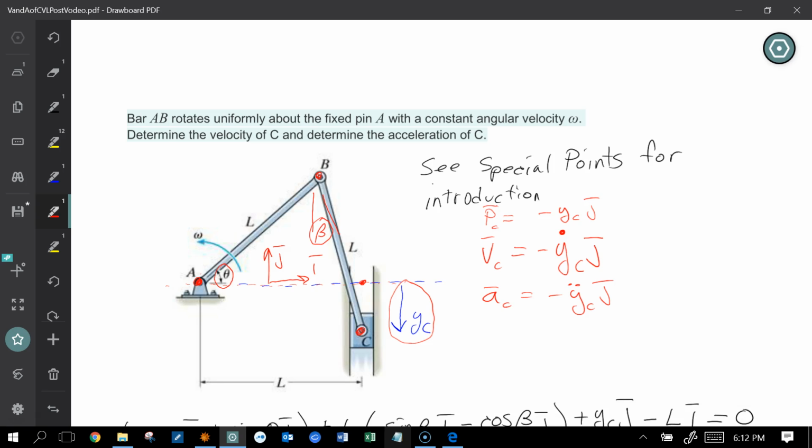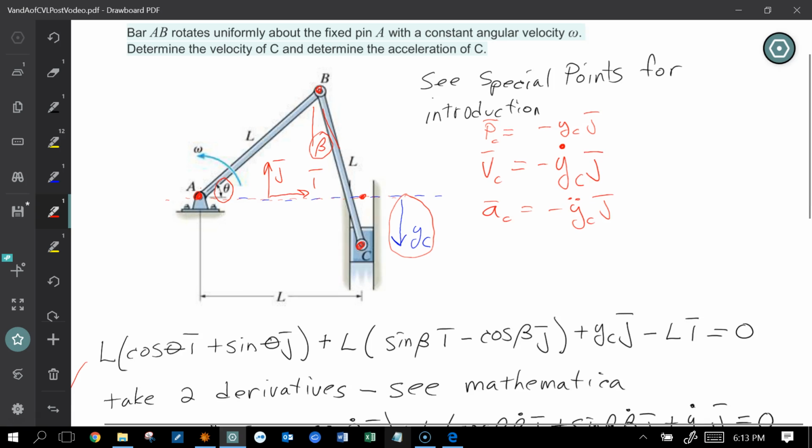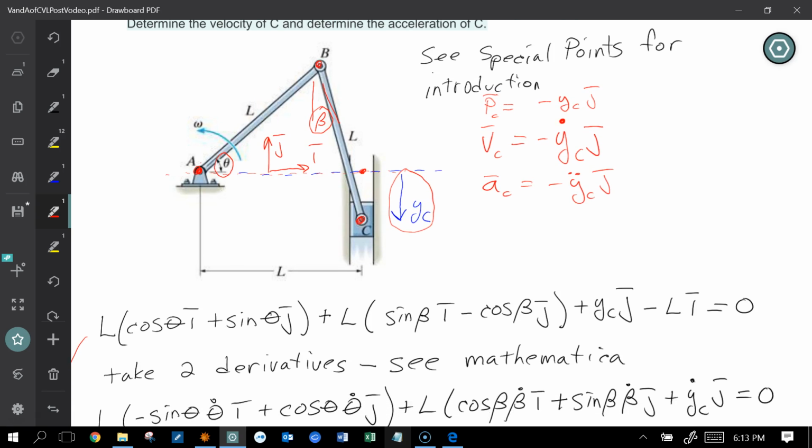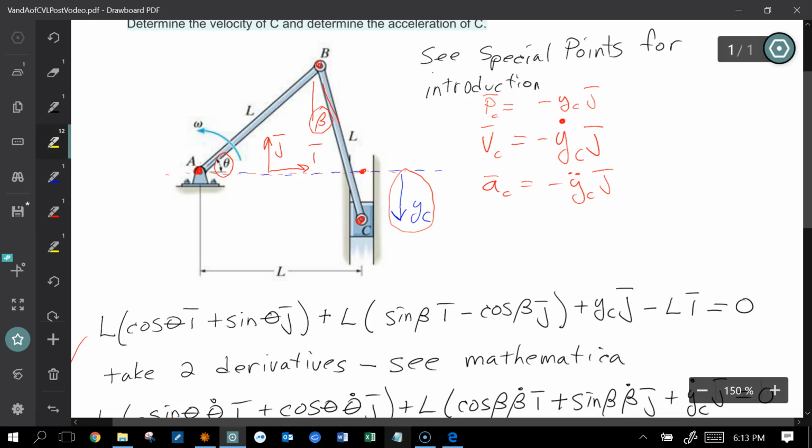What I've done is label angles for the bodies, and label lengths and distances for all of the moving points. B is moving, but it's on a body, so I'm not worried about that one. Here's what we do: we walk from A all the way around the mechanism. I go from A over to B, from here up to here, a distance in the horizontal. The distance in the horizontal is L cosine theta, to the right, so that's a positive I.